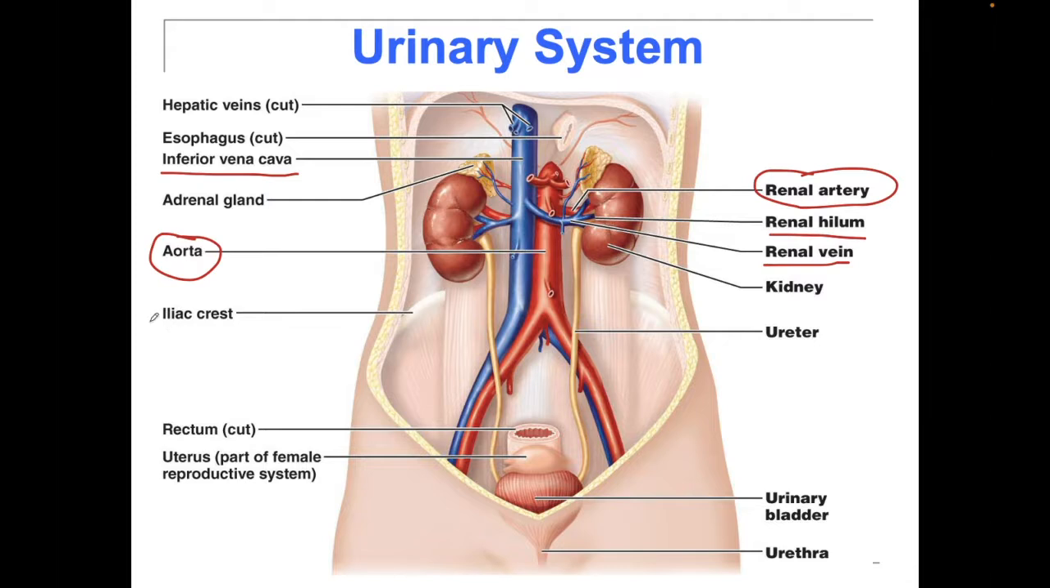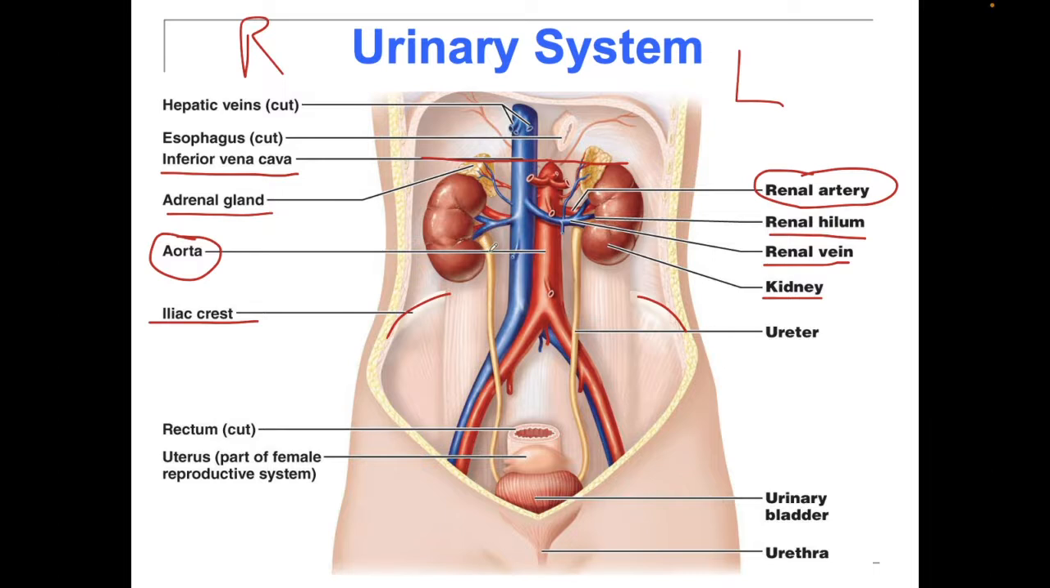Some other landmarks, we have the iliac crest right here. That's part of the ilium. You'll notice that the left kidney, this is the left side and this is the right side. If I were to draw a line from the top of the left kidney and we were to go straight across, you could see that the left kidney is higher than the right kidney. The right kidney is a little bit lower. On top of the kidneys, we can see the adrenal gland, aka suprarenal gland.